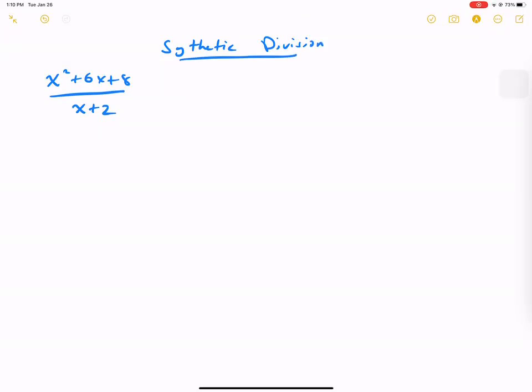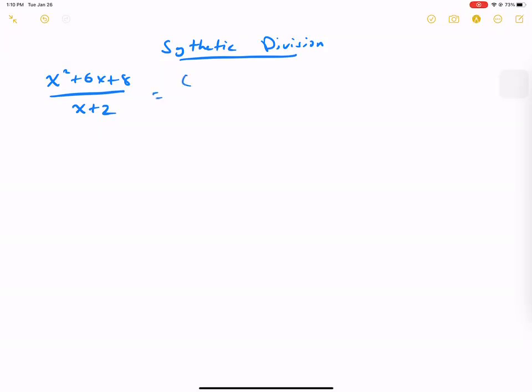So let's look at our simple example, and we're going to say x squared plus 6x plus 8, and we're going to divide this by x plus 2. Okay, we're working on something called synthetic division. And my goal today is just make sure you understand all the steps so that you can be successful at synthetic division also.